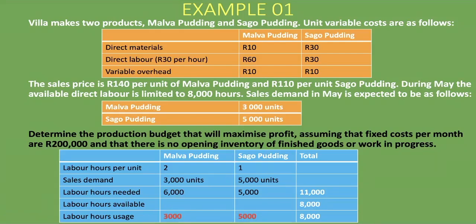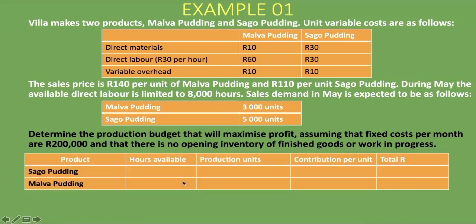What we have noticed here after our calculations is that Sago pudding will provide us with the higher contribution per unit of limiting factor, which is the direct labor, and that means we'll use as many labor hours as we need to produce all the units that we need for Sago pudding, and then the remaining hours will be catered for Malva pudding.